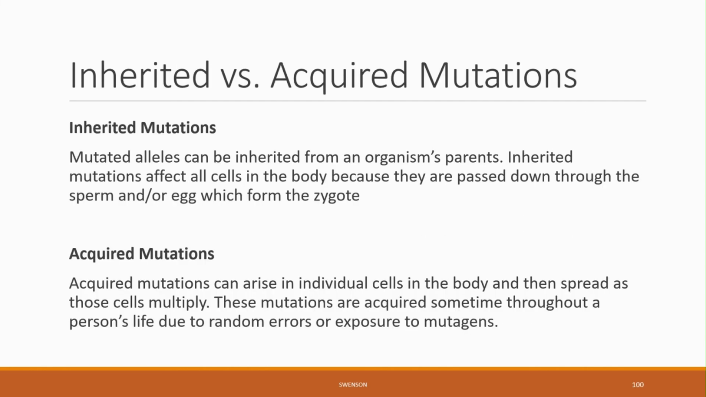There are two ways to get mutations. One are inherited mutations, where mutated alleles are inherited from an organism's parents. Inherited mutations affect all cells in the body because they are passed down through the sperm and or egg, which form the zygote. Acquired mutations are mutations that arise in individual cells in the body and then spread as those cells multiply. These mutations are acquired sometime throughout a person's life due to random errors or exposure to mutagens. And when we say random errors, we're talking about when the cell repairs or replicates its DNA.